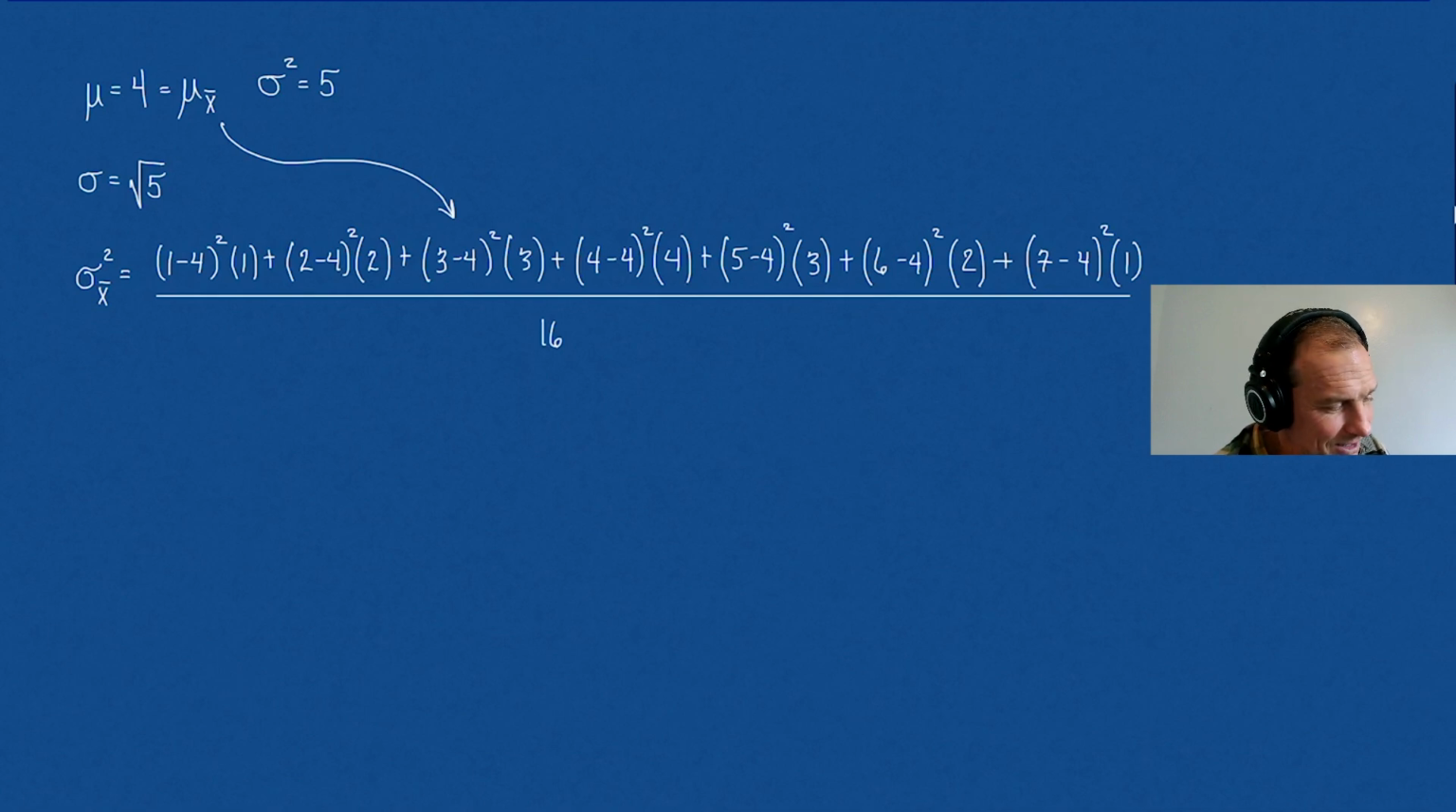This is going to be good, I think. I'm going to do this in 2 steps, so let's walk through this. 1 minus 4 is -3. We square it, it becomes 9. Multiply it by 1, and we have 9, plus.